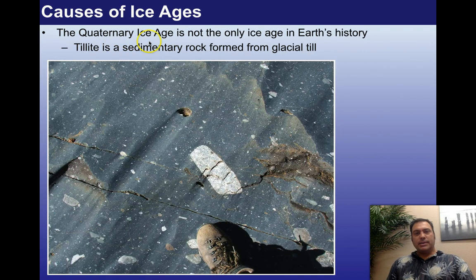The Quaternary Ice Age is not the only ice age in Earth's history, nor in the last 3 million years, right? Antarctica has had ice for 30 million years. This is a tillite. It's a very ancient rock. You can actually see the polish on it from when a glacier has gone over it. And this is a very, very ancient rock, much older than 30 million years.